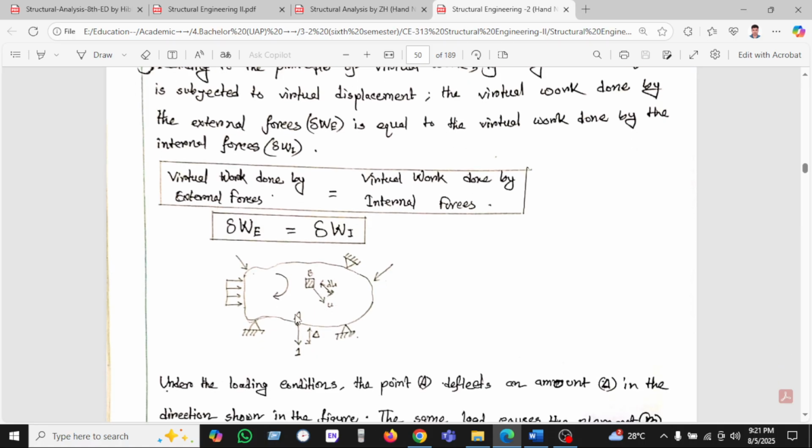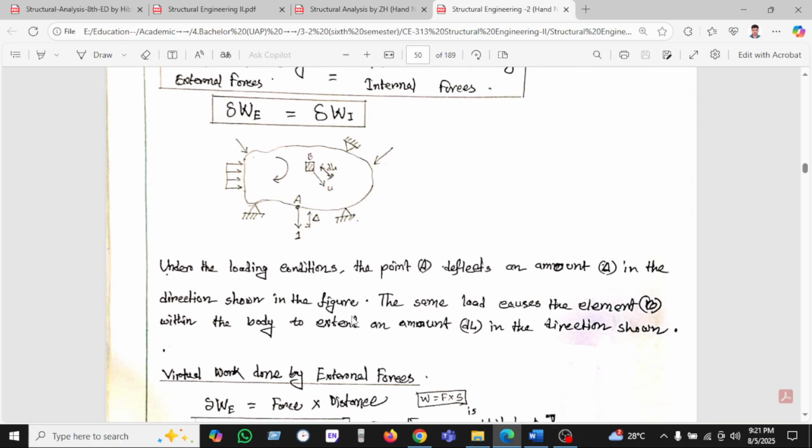We can see here a symmetric structure is given, and one unit load is given downward, and another deflection delta is given, and for the rotation we can see the external force is given here. So under this loading condition we have seen the point here.